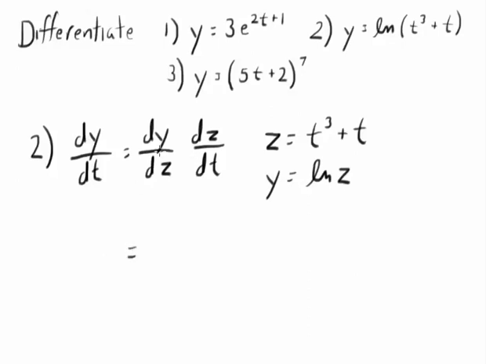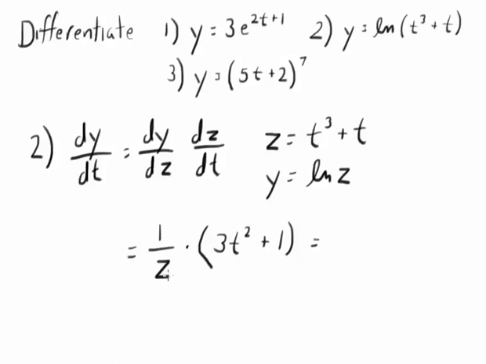Okay, time to fill these in. I need to find dy dz. That's the derivative of the natural log of z. And if you remember, when we differentiate natural log of our variable, we get 1 over our variable. That's 1 over z times the derivative of this function. I'm going to put stuff in parentheses here. So the derivative of this, I need to use the power rule to get 3t squared plus the derivative of t. If I think of this as a linear function, it has a slope of 1. That's 1.